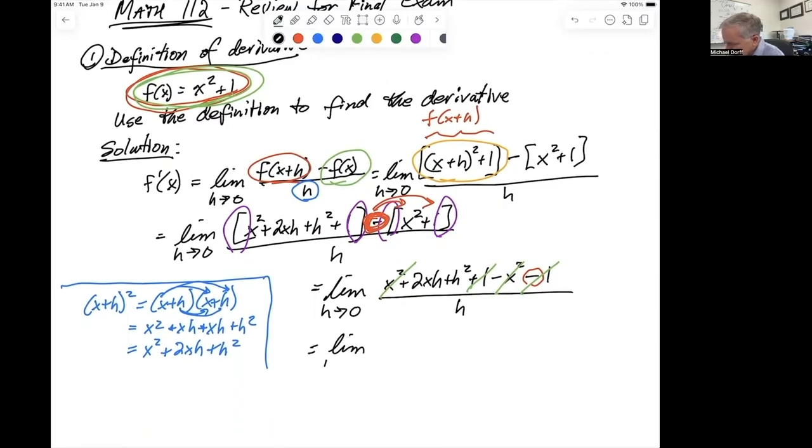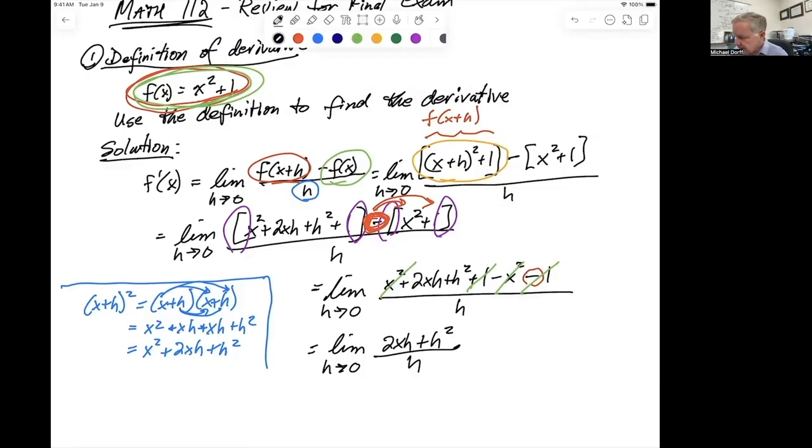So then I have the limit as h goes to 0 of 2xh plus h squared all over h. Now notice that at this step everything in the top has an h in it and the bottom has an h in it. This is what you should have. If you don't have all the terms with an h in it in the top, then you've done something wrong and you go back and check it.